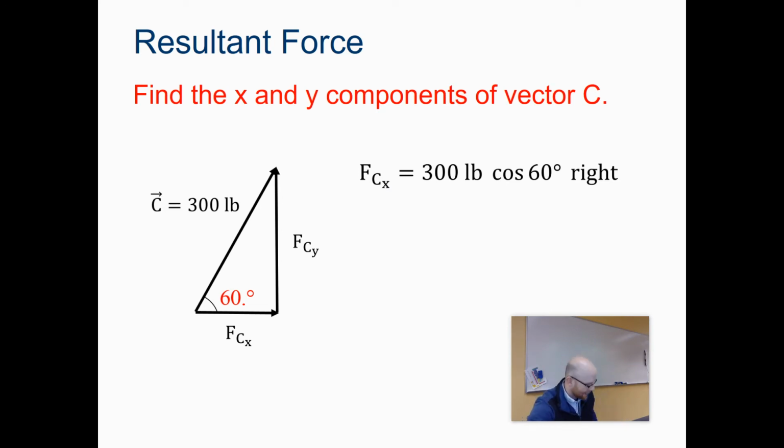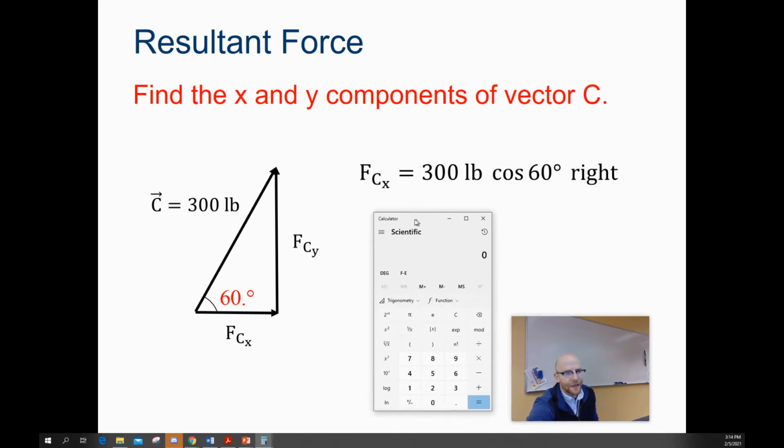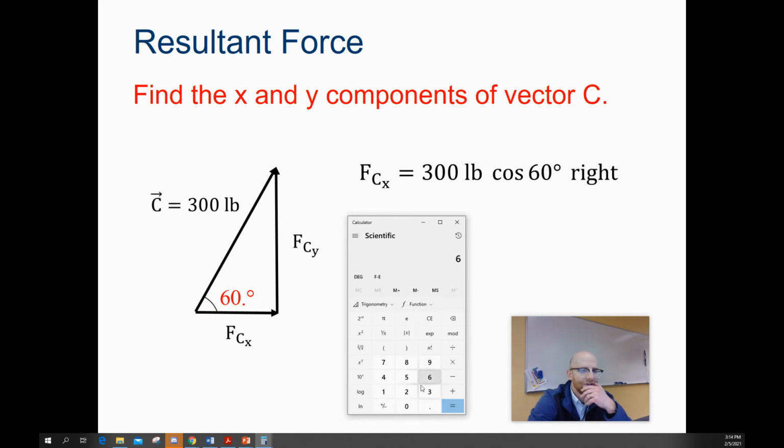We take our calculator. We're going to say, hey, 60. Cosine of 60 is not hard. You can see that it will turn out to be 0.5.